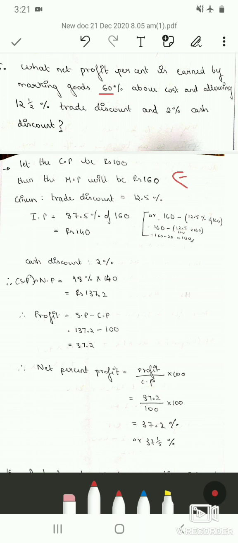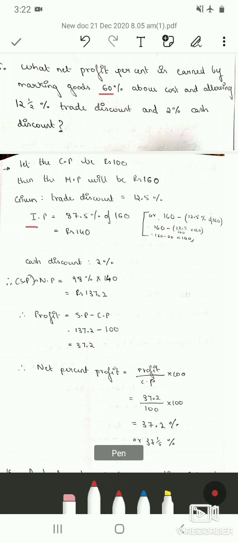And they have given the trade discount to be 12.5%. Therefore invoice price would be 100 minus 12.5, which is 87.5% of the marked price, which is rupees 140. That is 87.5 divided by 100 into 160. Or else we can solve in the usual method, that is marked price minus the trade discount, that is 12.5% of 160. So 12.5 divided by 100 into 160 is 20. So 160 minus 20 is 140. We will get the same answer.